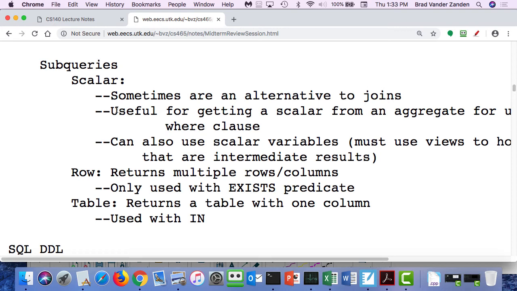Okay, so be familiar with the different kinds of subqueries. There were three: scalars, those just return a single value; row, which can return effectively a table and is only used with an exists predicate, so that can be used for set division; and table, which you use with in, it returns only a single column, and you would use it with the in operator. So it returns essentially a set, and you're saying select all things where this attribute value is in the set returned by the subquery.